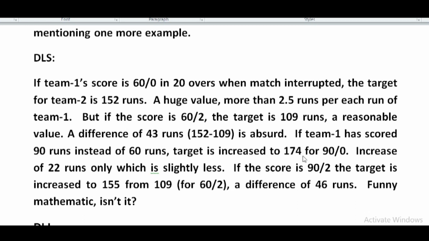Okay, but if you take the other case, that case means if the team has lost 2 wickets, then how much increase will be there in the target? Earlier it was 109. And for 90 for 2, it is just shooting up to 155. That means 46 runs difference. Here only 22 runs difference when no wickets are lost, and 46 runs difference when 2 wickets are lost. And people are saying that this system is mathematically sound, and I feel that this is really funny mathematics.